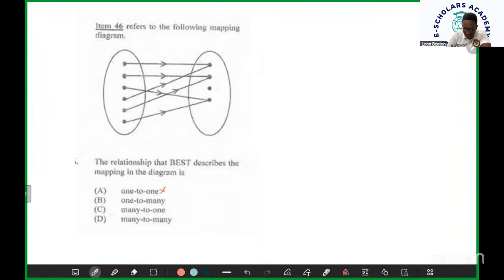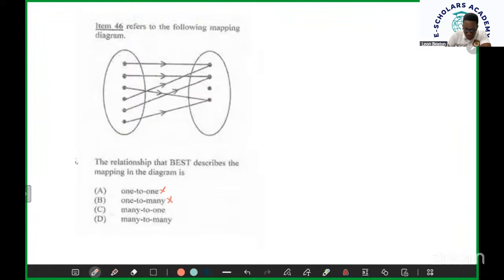So let's see, 1-to-many. For 1-to-many, as the name itself says, 1 is going to many. So we don't see at least 1 going to many. We see all these things here, they're all mapping onto 1. So it's not a 1-to-many.